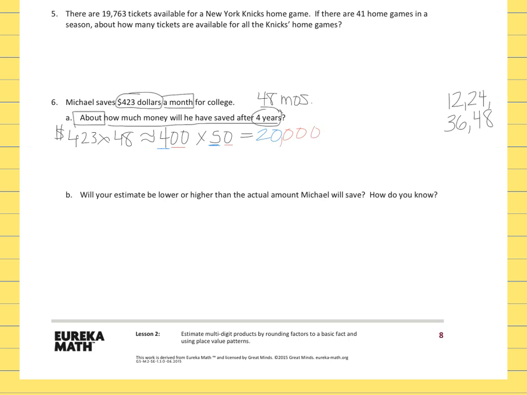So it looks like if he saves for 4 years, which is 48 months, and for each month he's saving about $400, that means he's going to have close to $20,000 for college. So let's write our sentence out. So Michael will have saved about, make sure the word about is in there, about $20,000, and you can either put the word dollars after the number or include the dollar signs for college.